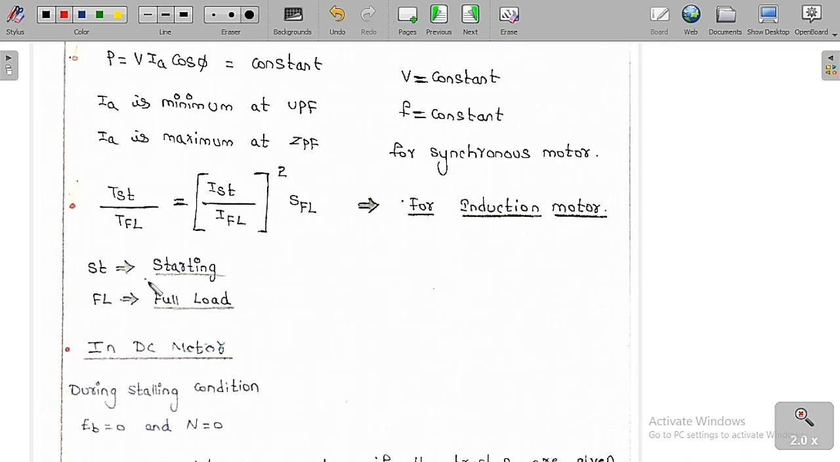I2 square by S. So therefore we are going to get starting torque by full load torque is equal to starting current by full load current whole square into full load slip by starting slip. As starting slip is equal to 1, we are going to keep it as 1. So ST means starting, FL means full load. It's for the induction motor.